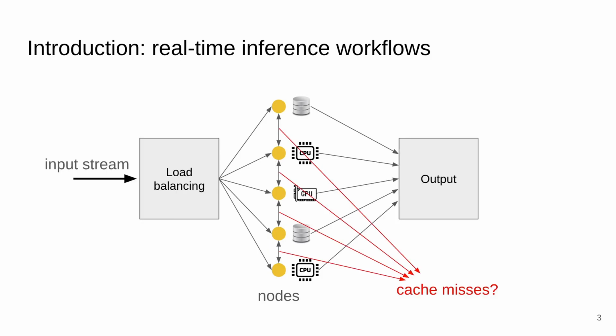But then, as these different nodes have to fetch required data from other nodes to be processed, there may be some cache misses, because then data has to be moved from one place to another in this distributed infrastructure. And this is very normal and it happens all the time. But our claim here is that for real-time AI inference pipelines, this can be a particularly bad problem.